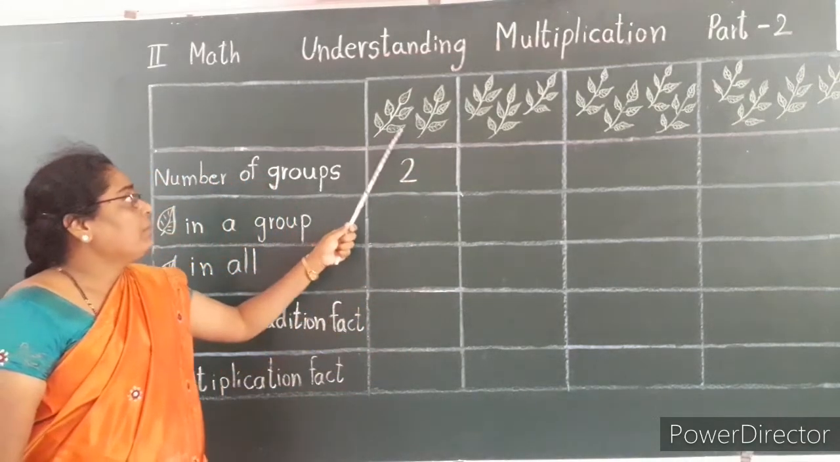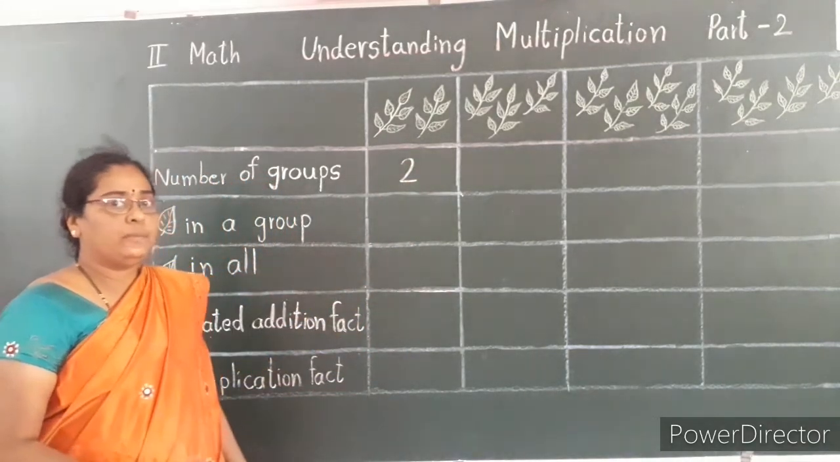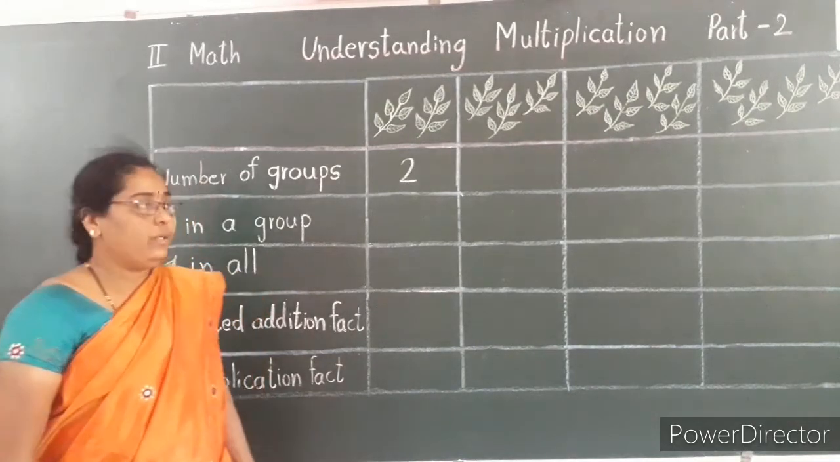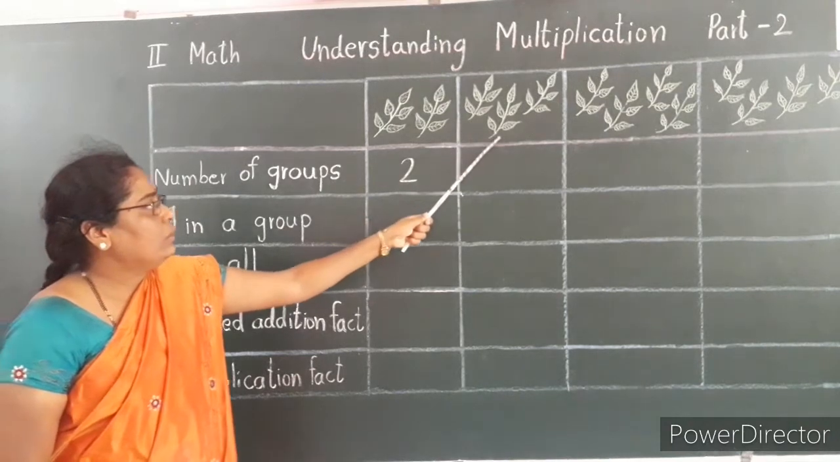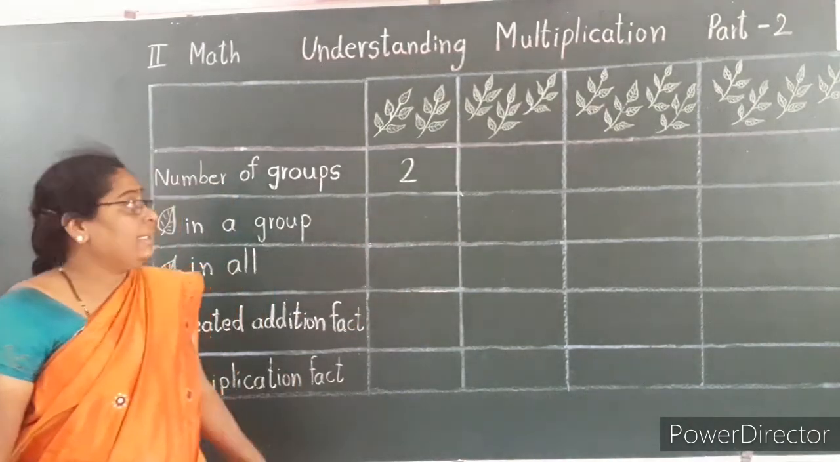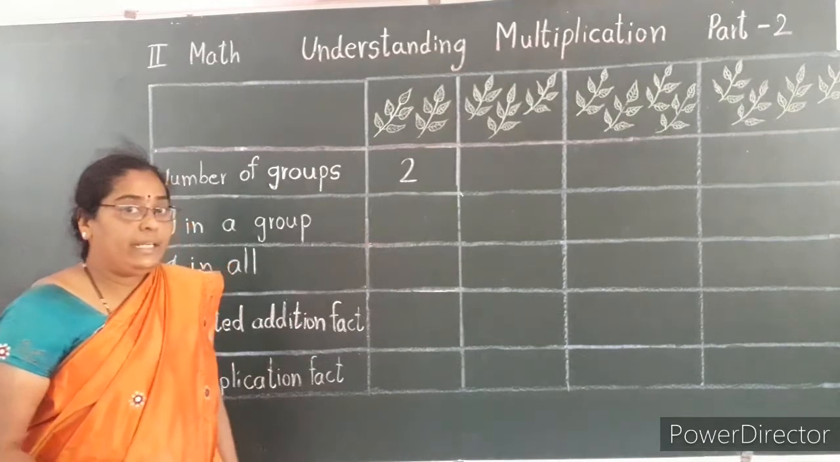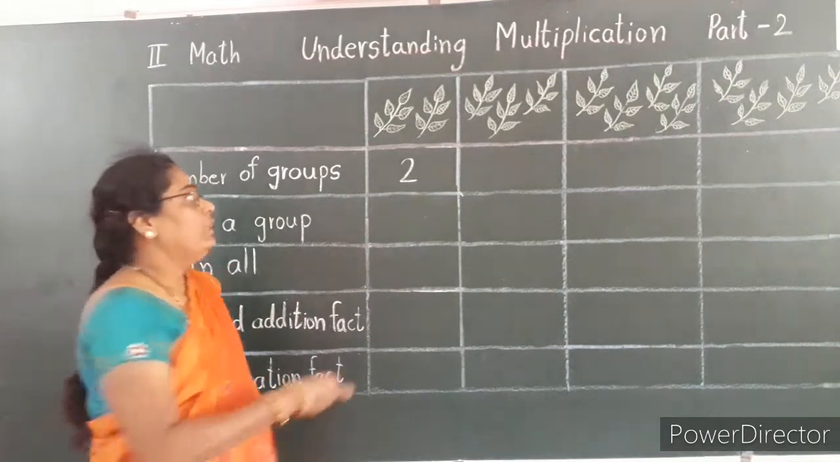In the first box, there are 2 grooves of 5 leaves. Now next here, 1, 2, 3. Yes, there are 3 grooves of 5 leaves.